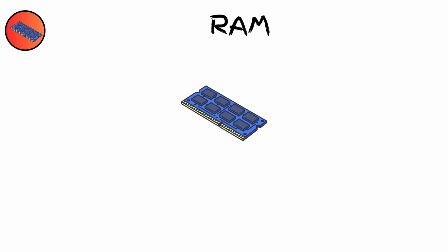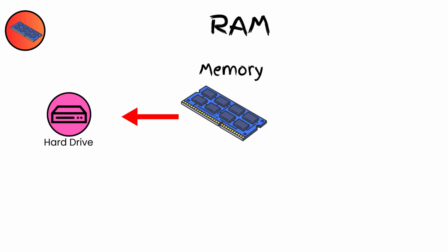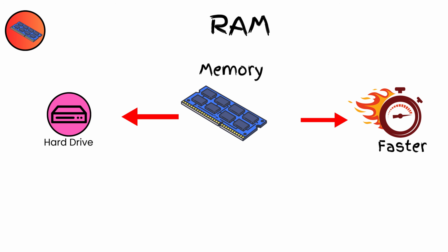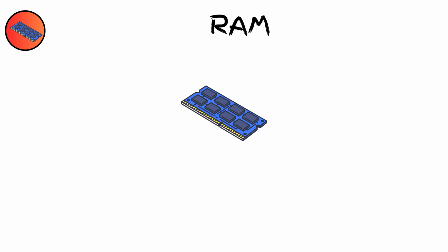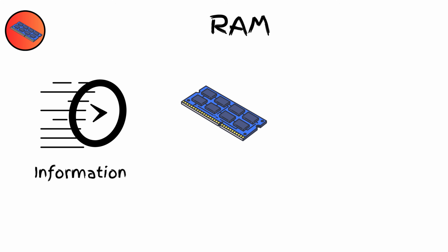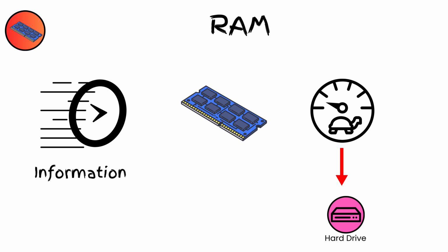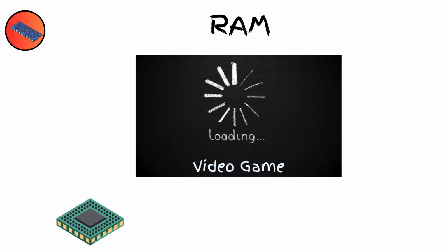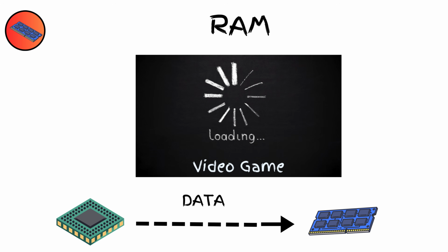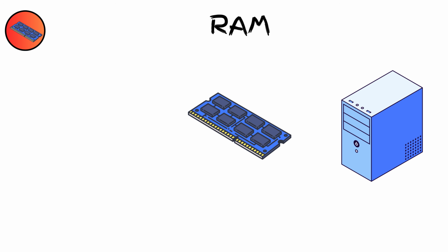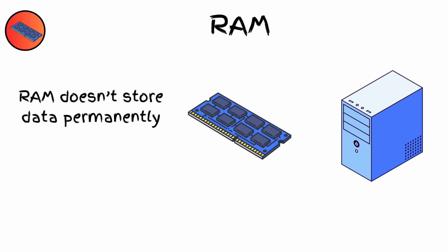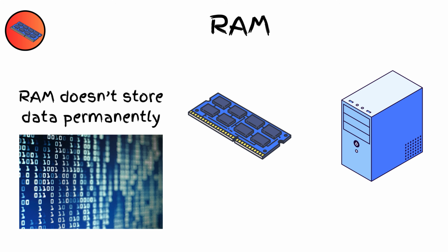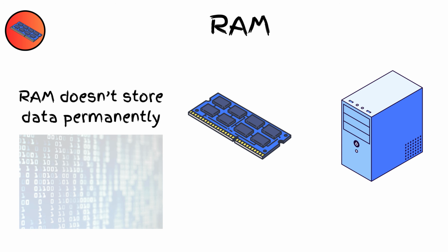RAM. RAM is a type of memory similar to the hard drive, but much faster, although it offers less storage space. It allows quick access to information that would take longer for the hard drive to retrieve. For example, when you see a loading screen in a video game, the CPU is moving necessary data from the hard drive to the RAM for faster access during gameplay. Keep in mind, however, that RAM doesn't store data permanently. Everything is erased once the computer is turned off.